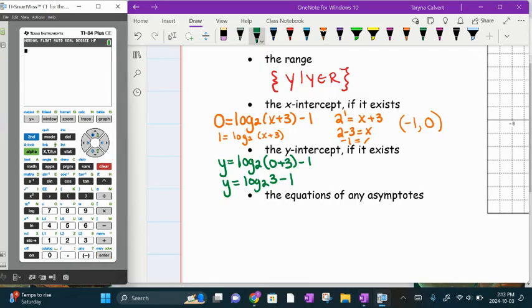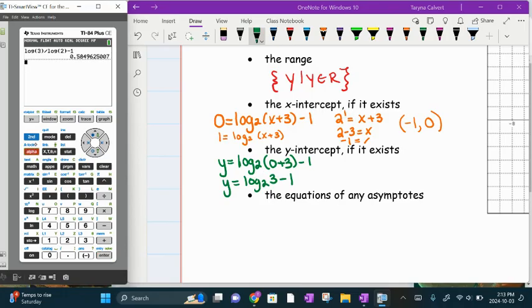So again, if you don't have the new operating system, you're going to have to use log 3 divided by log 2 minus 1. You have to do a change of base. Did anybody look at their formula sheet yesterday when I talked about this? Because I said it is on there. Right? So then you would hit enter.